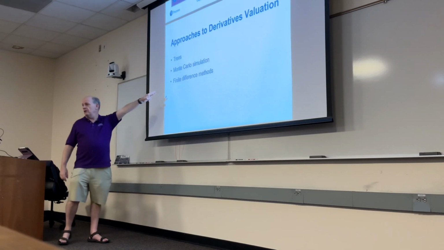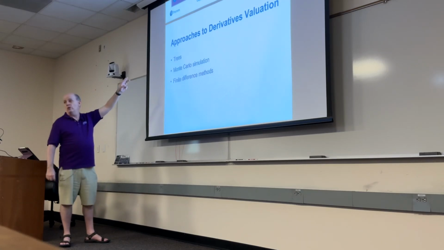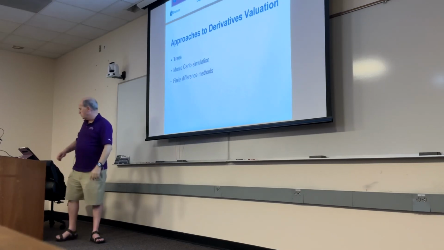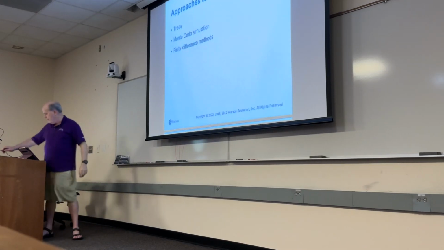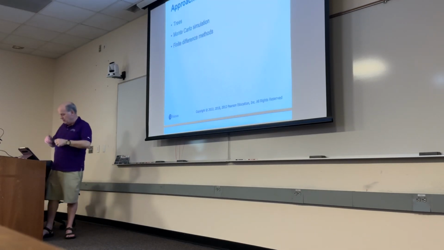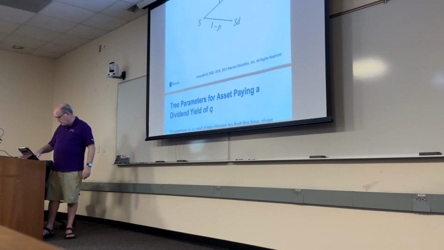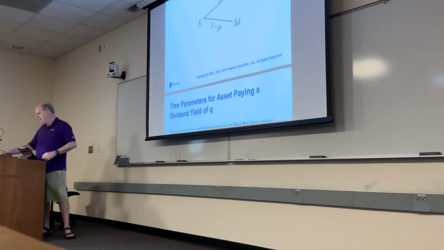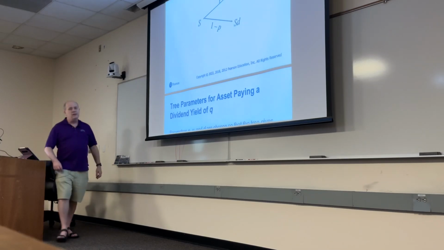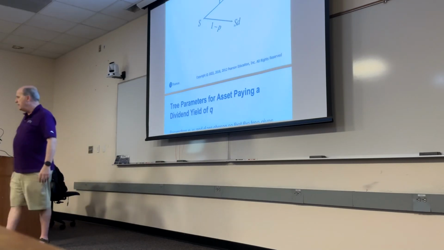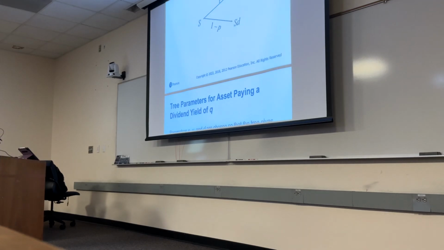Three other methods that are not closed form, that's why they're called numerical methods, are trees, Monte Carlo simulation, and finite difference methods. We're going to spend some time on Monte Carlo, like we did last week, but let's just touch base on what a tree is. What a tree is, and this is covered in the book, is that at each moment in time, this is a simple model, we'll see why it nonetheless has a lot of utility.